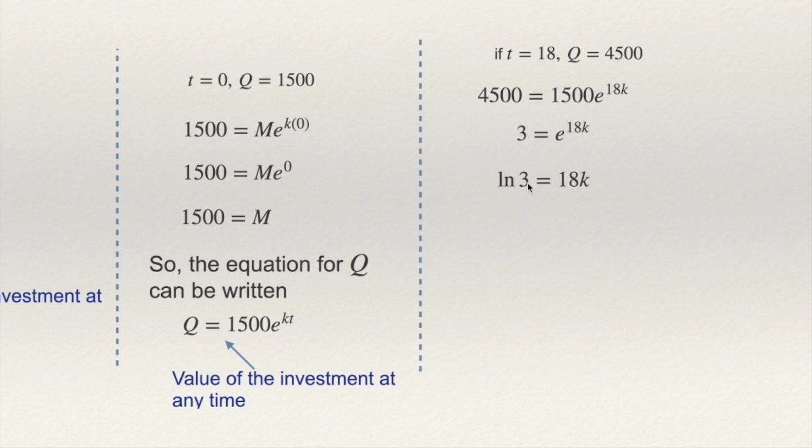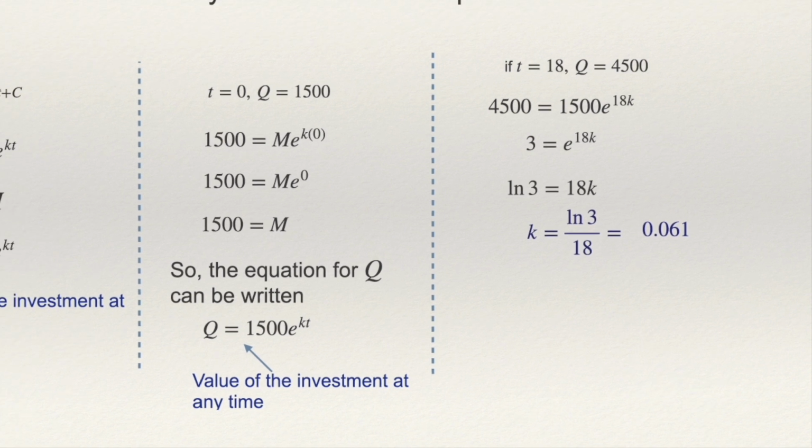Here you get the natural logarithm of 3. Here you get the natural logarithm of e to any power, which gives that exponent. So now we have that k equals the natural logarithm of 3 divided by 18. Use a calculator, and you get that this is 0.061, rounded to 3 decimals. So you have answered the first question, the growth rate constant.